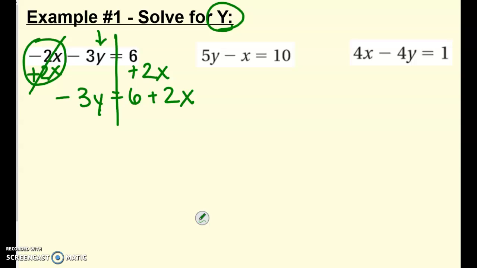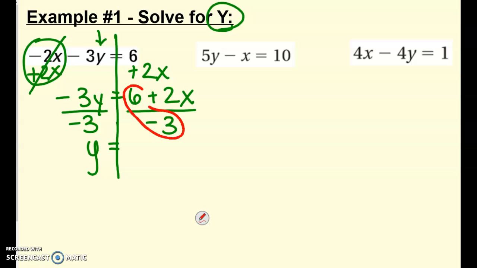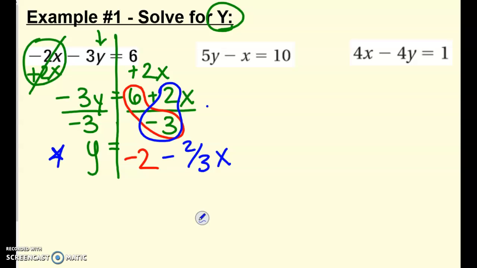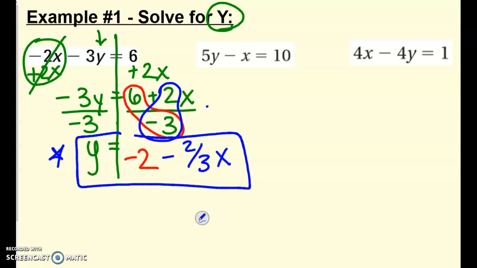I'm still trying to get that y by itself, so now I have to do the inverse of multiplying by negative 3. So divide by negative 3. The only little trick here is that I have to divide everything by negative 3. So 6 divided by negative 3 will give me negative 2. And then 2x divided by negative 3 would be negative 2/3 x. This is the more simplified way of writing it. You don't want to leave your answer like this. Try to simplify it. So y equals negative 2 minus 2/3 x.